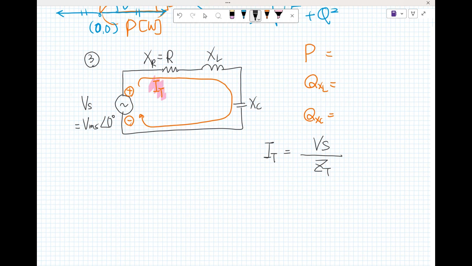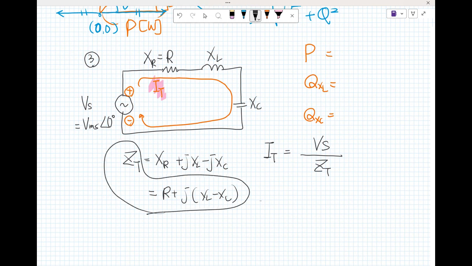Now we already know V sub S from the circuit. So how can we find Z sub T? From the circuit, Z sub T is R plus j X sub L minus j X sub C, so j times (X sub L minus X sub C). Hey, professor, do we keep using the complex form or polar form? It's up to you, but usually to calculate effectively, we use the polar form. It's better for the numerator and denominator format.